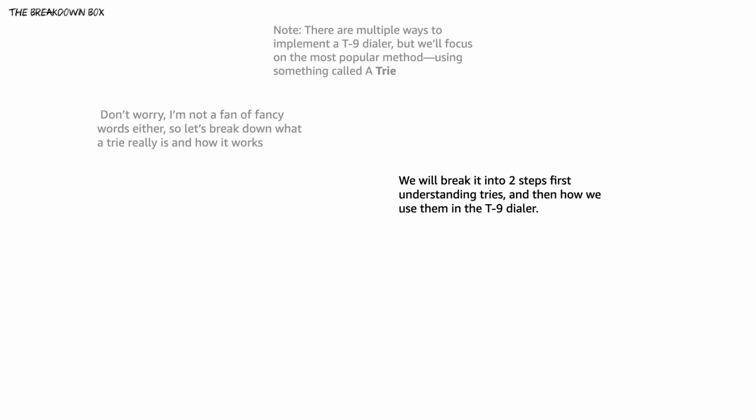Note, there are multiple ways to implement a T9 dialer, but we'll focus on the most popular method using something called a trie. Don't worry, I am not a fan of fancy words either. So let's break down what a trie really is and how it works. We will break it into two steps: first understanding tries, and then how we use them in the T9 dialer.